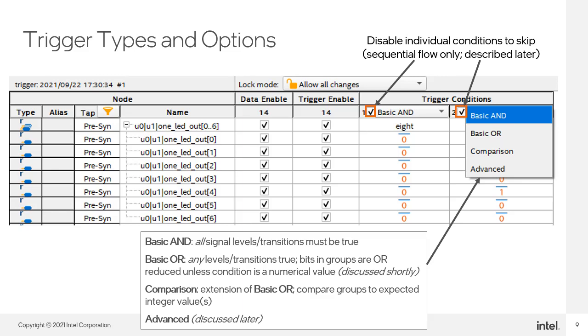Finally, you can select an advanced trigger. This lets you create more complicated Boolean expressions to check the trigger-enabled signals against. We'll look at advanced triggering later.